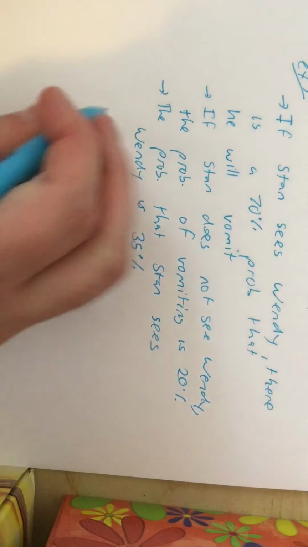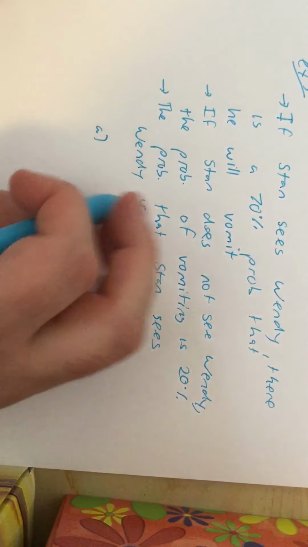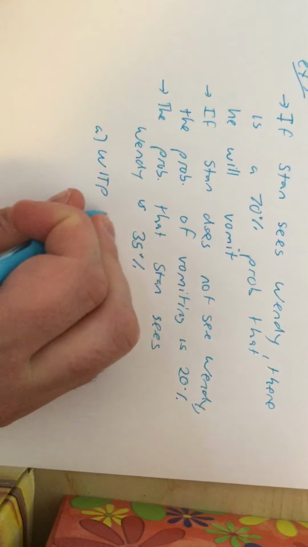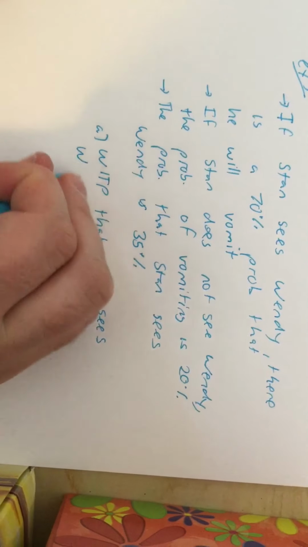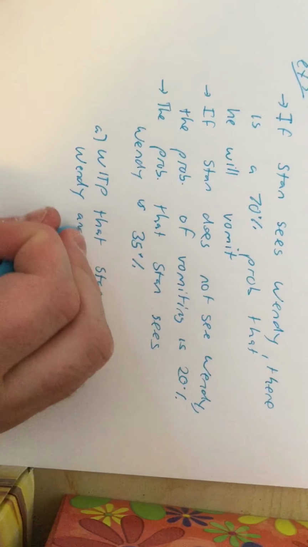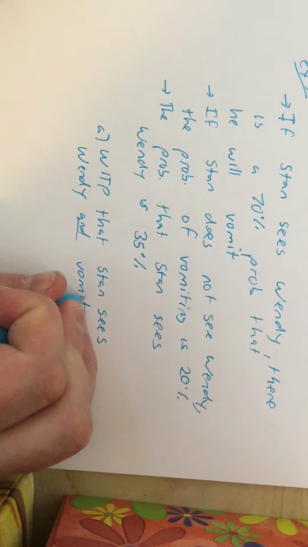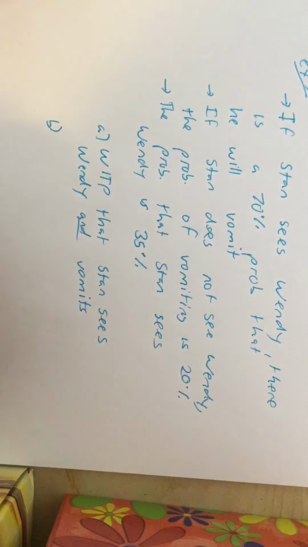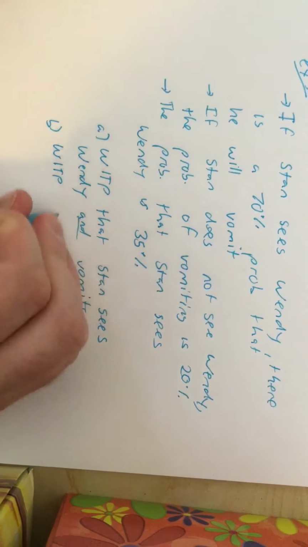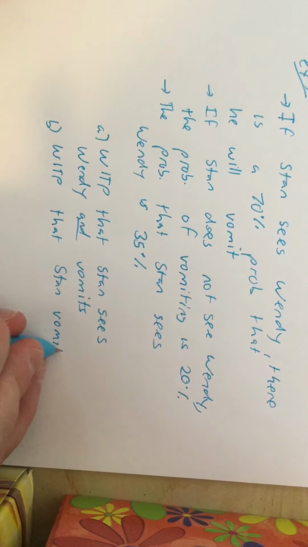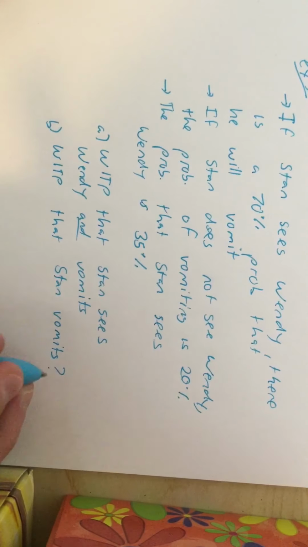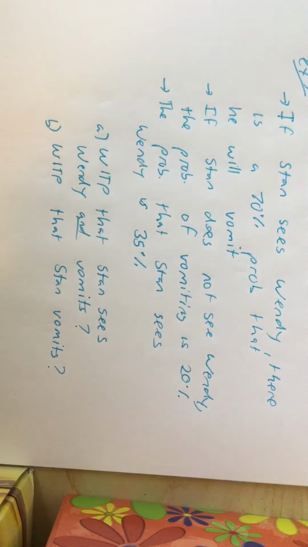And so the questions I'm going to be asking are, A, what is the probability that Stan sees Wendy and vomits? And B, what is the probability that Stan vomits? So pause the video here, assuming you need to copy it down.